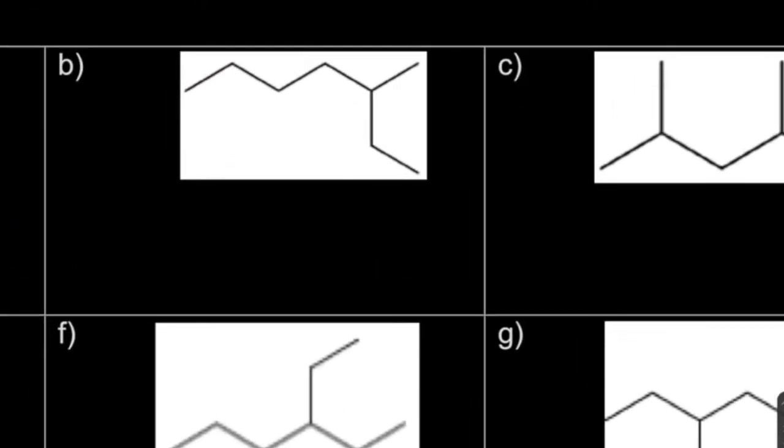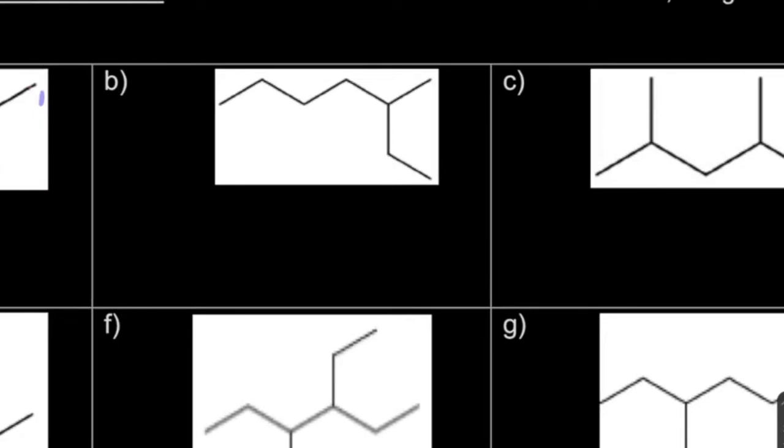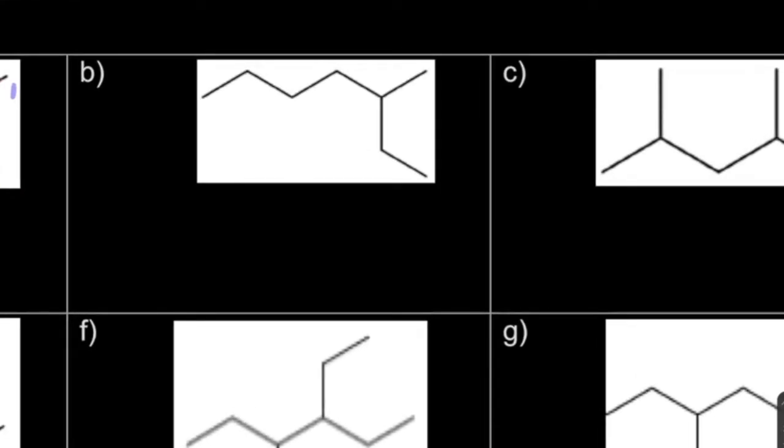Okay, question B. Again, number 1, we want to locate the longest continuous chain. So I'm going to count 1, 2, 3, 4, 5, 6. If I go straight, I get 6.